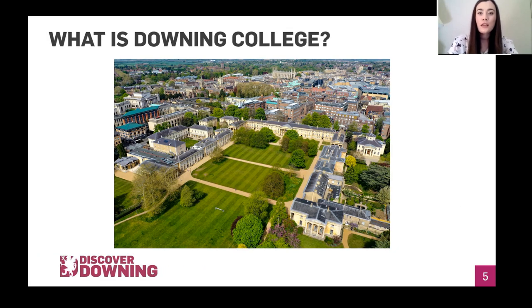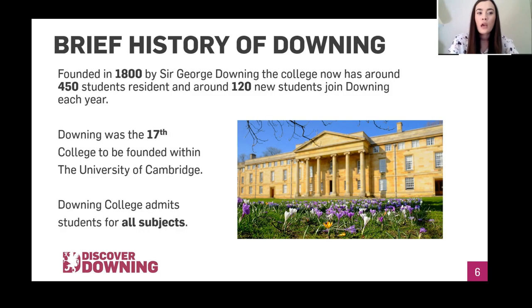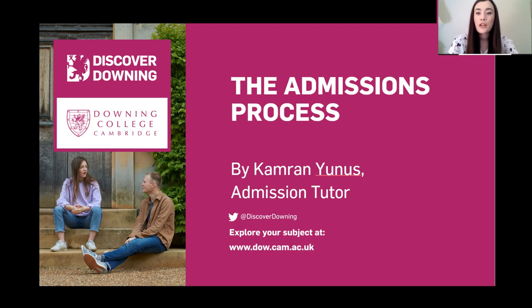So what is Downing College then? Obviously we're organising today's event and this is our site in the middle of Cambridge. We're one of the 31 Cambridge colleges that are part of the University of Cambridge. We were founded in 1800 and we were the 17th college to be founded. We're a medium-sized college, we have 450 undergraduate students and we have around 120 new students joining us each year, and these students are from a range of different subjects and all subjects that are taught at the University of Cambridge. So I'm going to hand over to Dr. Cameron Eunice now, who's going to talk to you about the admissions process.